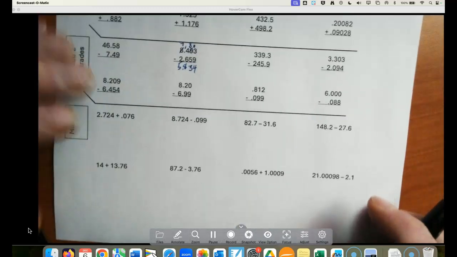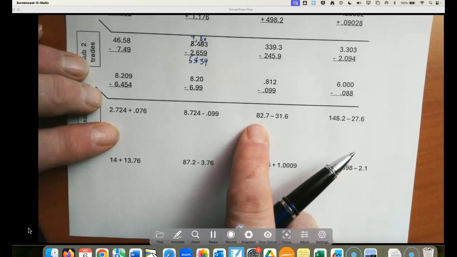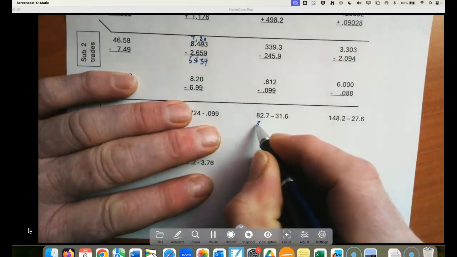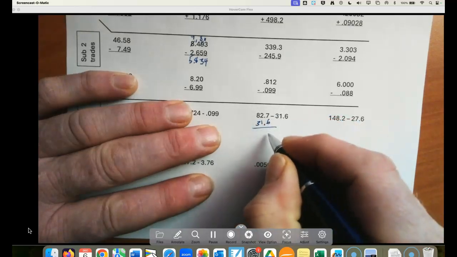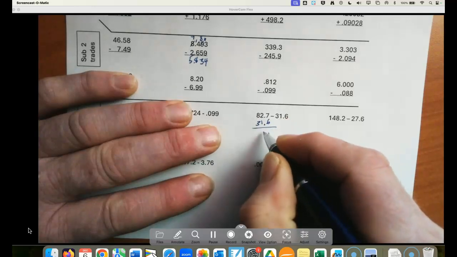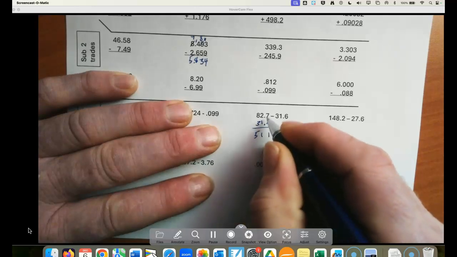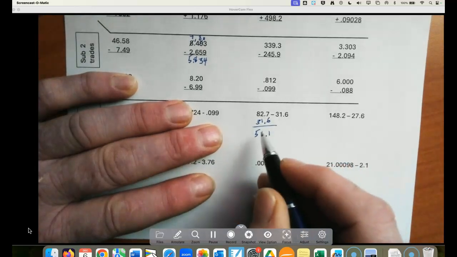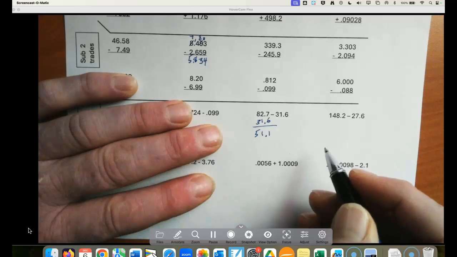All right, last section. You're freewheeling. You have to line them up and do things yourself. So let's do this one right here. Make sure we line up our decimals. 31.6. 7 minus 6 is 1. 2 minus 1 is 1. 8 minus 3 is 5. And our decimal was right there. $82.70 minus $31.60. $51.10.